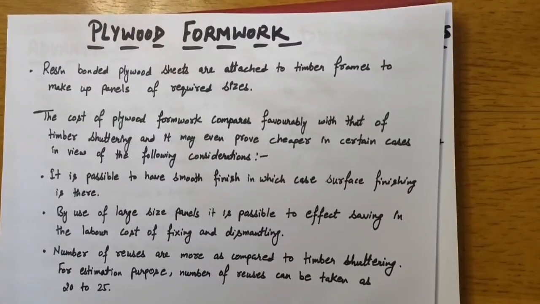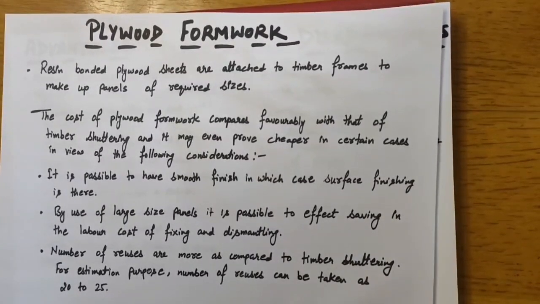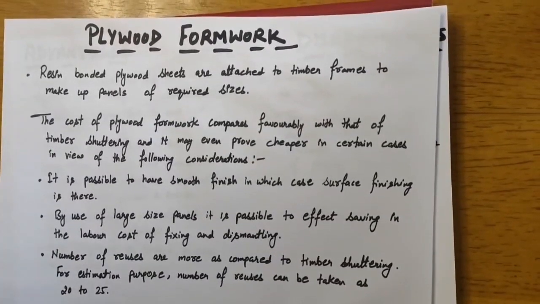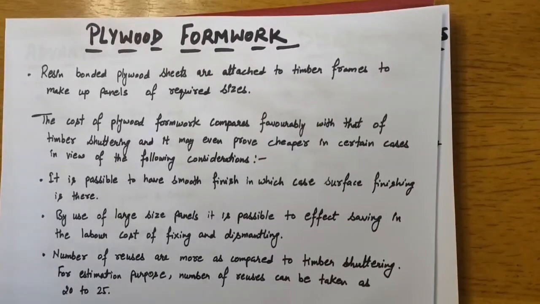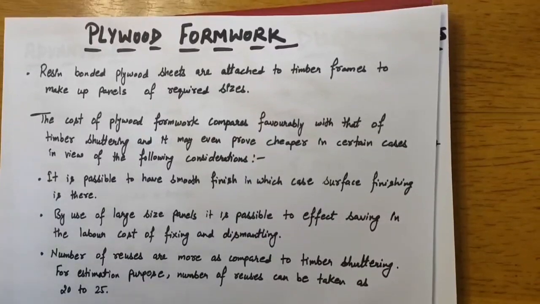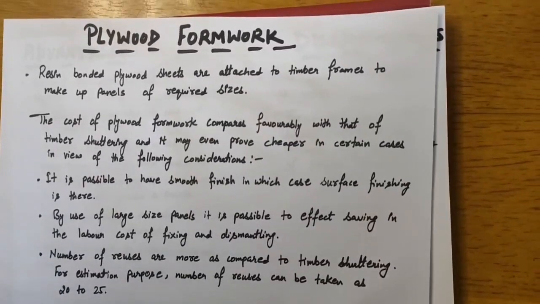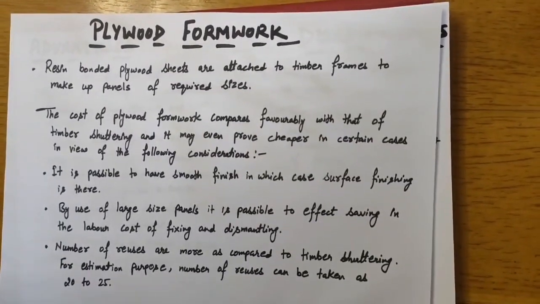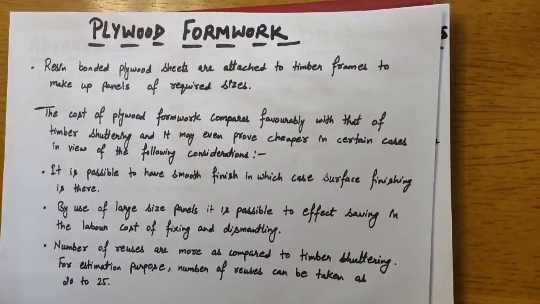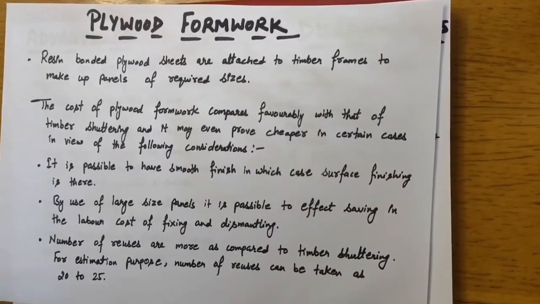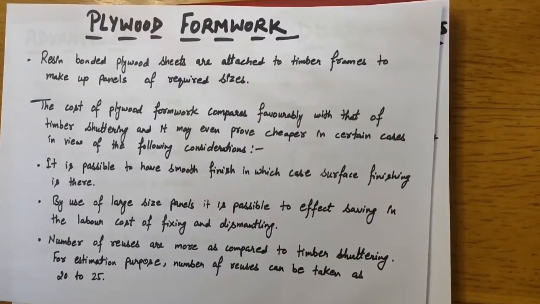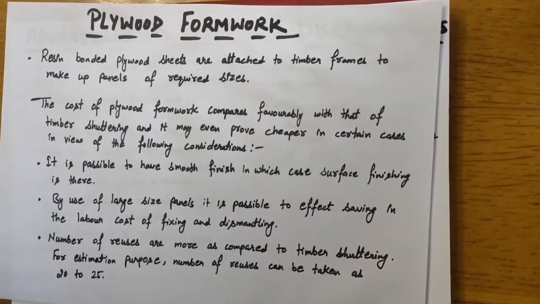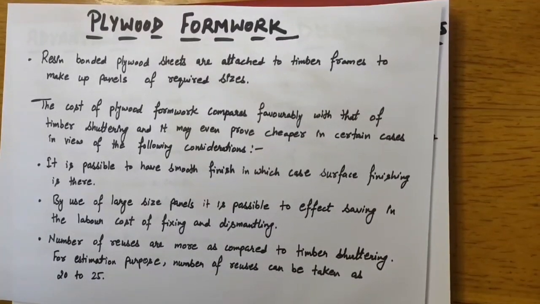Generally, timber is less expensive as compared to plywood, but in certain cases, this kind of shuttering proves to be cheaper in the following considerations. It is possible to have a smooth finish, in which case surface finishing is saved. By use of large size panels, it is possible to effect saving in the labor cost of fixing and dismantling. So as compared to timber shuttering, the plywood panels are larger in size, so it saves the labor cost.